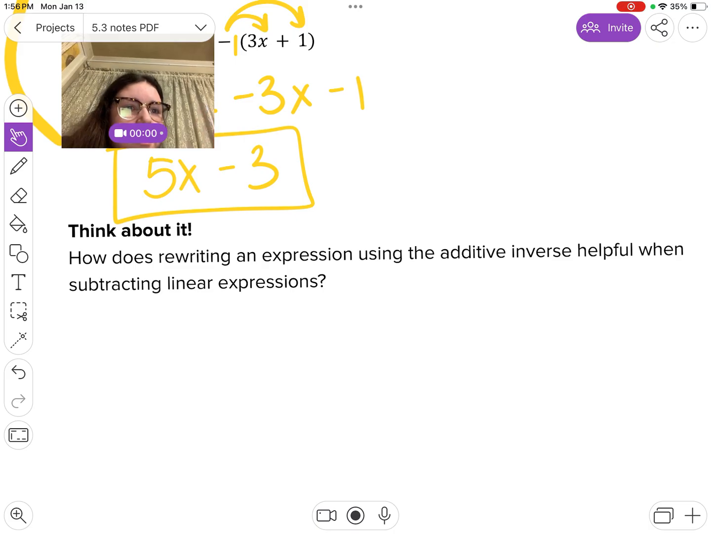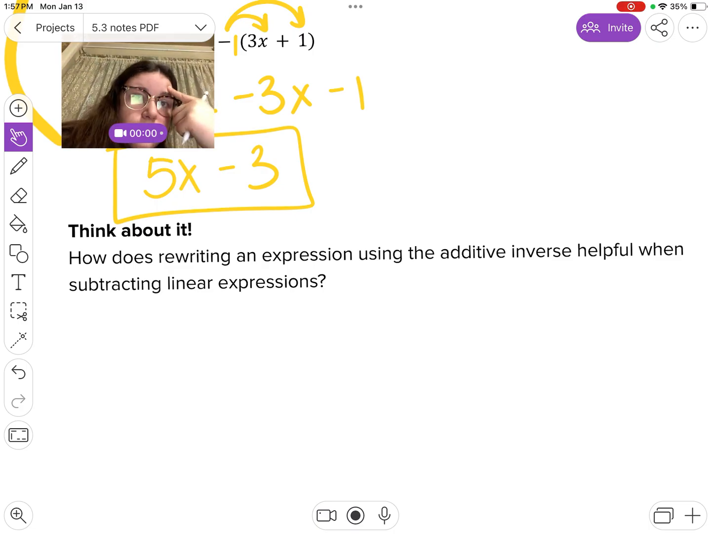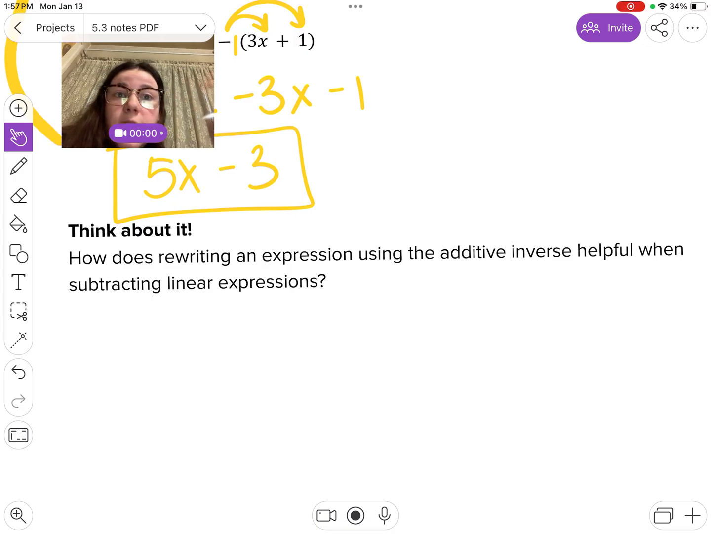So, last but not least, I want us to think really quickly about this. How does rewriting an expression using the additive inverse help when subtracting linear expressions? Pause me and write an answer. Okay? Pause me. Awesome. Okay, I hoped you paused me.